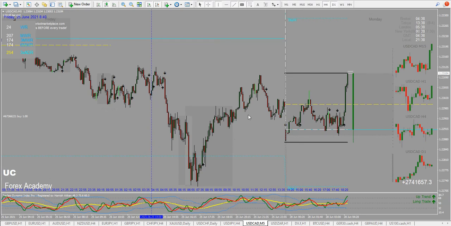We have this low and then we have this high, and we already saw that they are targeting these equal highs that they have created. We use our Fibonacci from the low to the high because this pair is bullish.